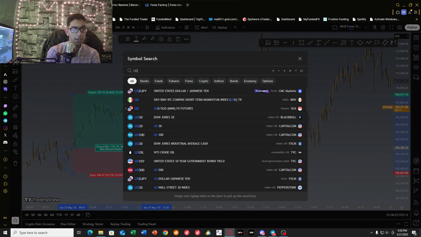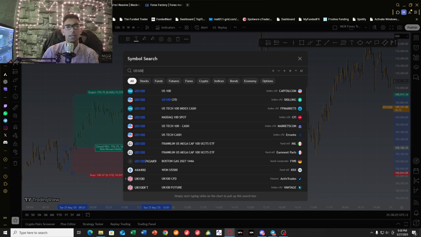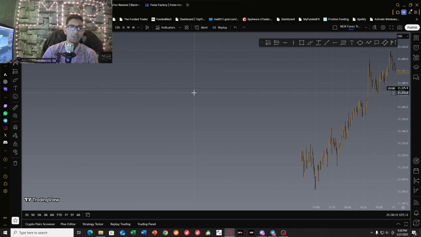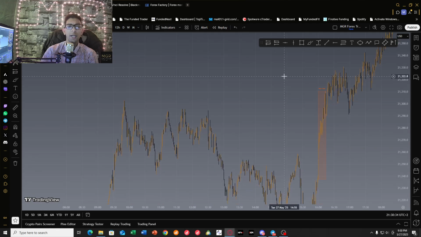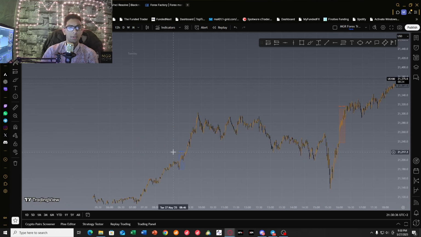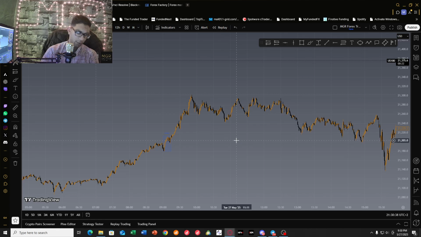For our final pair, I'll be looking at US 100. Very odd. US Tech 100, very, very odd. Okay, well, this is Nasdaq essentially. I was thinking of UK 100. So, yes, this is Nasdaq. I was thinking of UK 100, but irrespective, we had a fantastic day of trading.